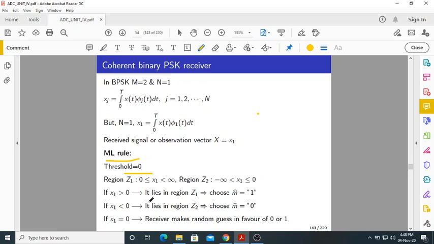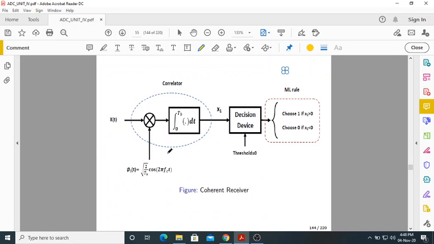Okay. Now this is the receiver. As I told you already, it has two subsystems, namely the detector or demodulator and the decoder. This is the ML decoder. This is the correlator, which will act as a detector or demodulator. So there is only one correlator because it has N equal to 1. If N equal to 2, you get two correlators. So in general, you have a bank of N correlators. This is the receiver. It is called a coherent receiver.